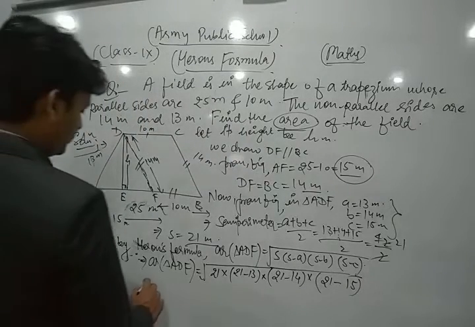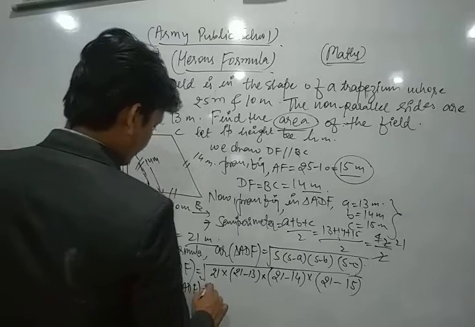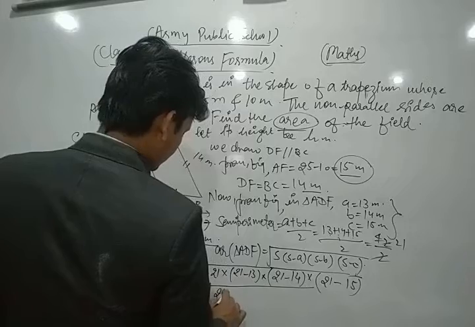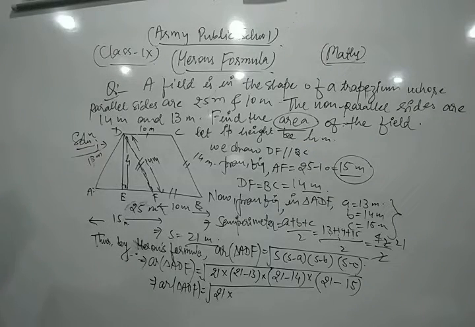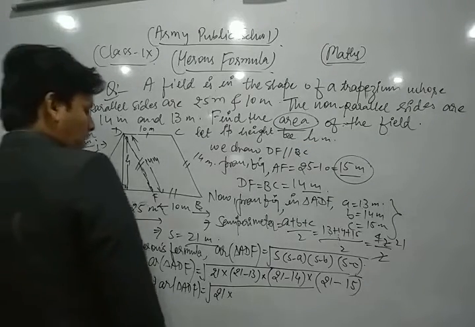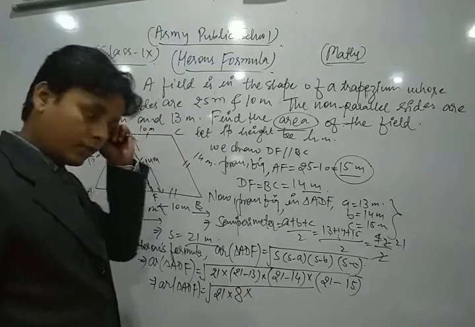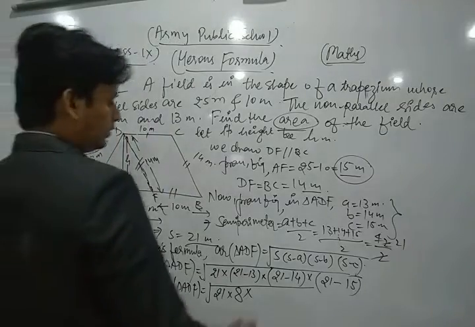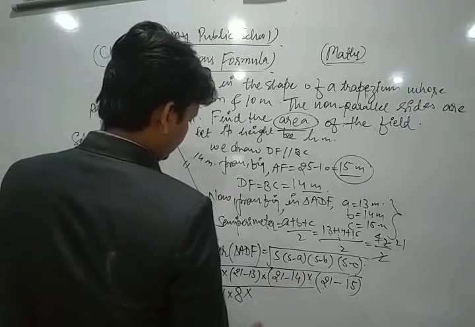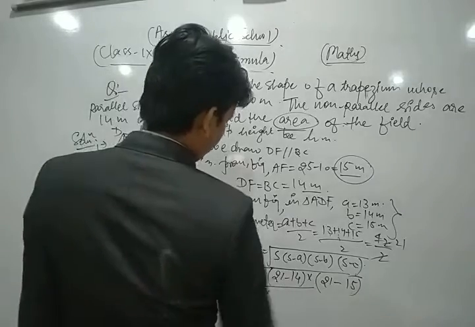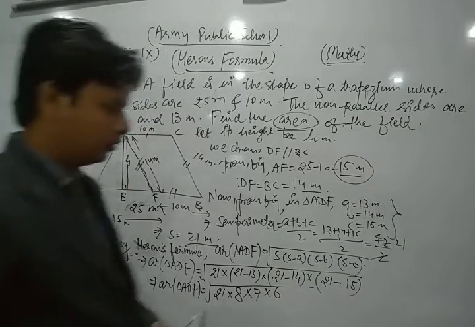Now look, area of triangle ADF is equal to square root of 21 multiplied by 21 minus 13, that is 8, into 21 minus 14, that is 7, and 21 minus 15. This is 6. Okay. Now let's see.